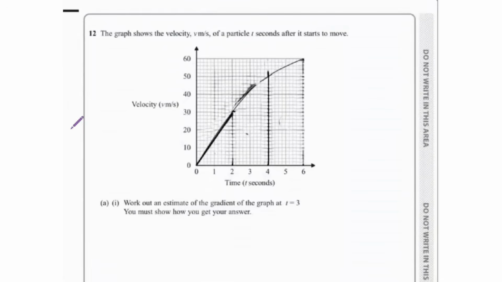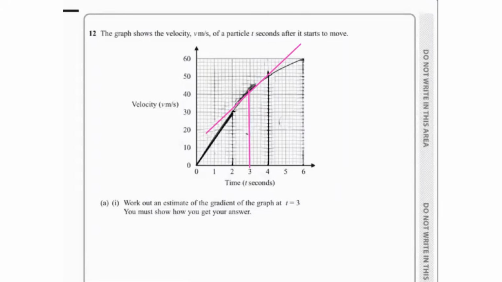Then, the graph shows the velocity v meters per second of a particle t seconds after it starts to move. Work out an estimate of the gradient of the graph at t equals 3. You must show your working. So at t equals 3, we draw a tangent and then we find the gradient of that tangent, because obviously we cannot find the gradient of the curve.